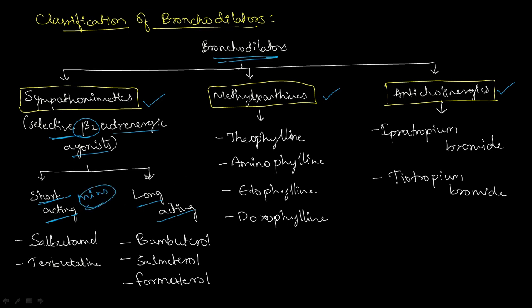Long-acting drugs take a long time to show action. Under short-acting drugs we have salbutamol and terbutaline. Under long-acting drugs we have bambuterol, salmeterol, and formoterol. The examples of methylxanthines are theophylline, aminophylline, etophylline, and doxofylline. And anticholinergics are ipratropium bromide and tiotropium bromide. These are the drugs under bronchodilators and you have to learn them by heart.